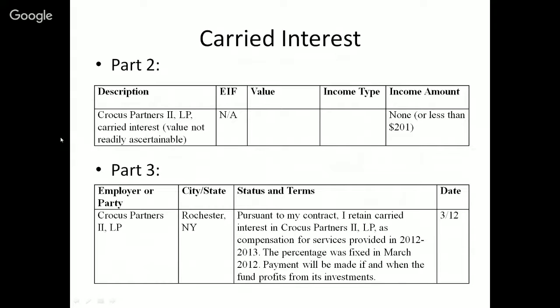For the description, indicate that the asset is a carried interest and provide the name of the entity through which the filer has a carried interest. The EIF designation is NA. For value, if the value is ascertainable, it should be reported as a category. However, in most cases, the filer will not be able to ascertain the present value of a future stream of income. If that's the case, the filer should write value not readily ascertainable in the description box, and the type and category of amount of income should be reported. In addition, any arrangement to receive carried interest should be reported in Part 3.